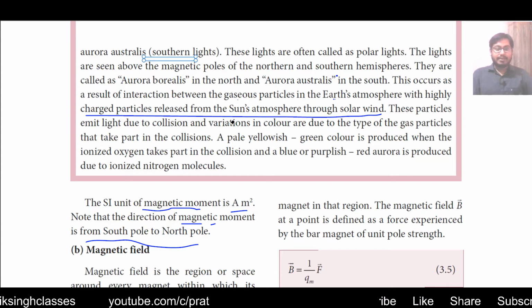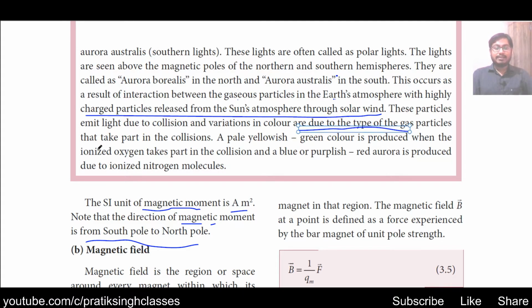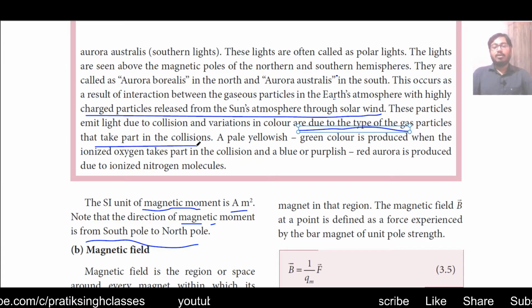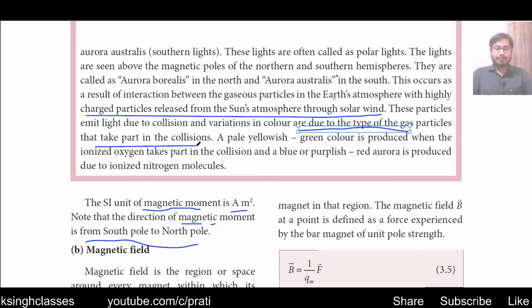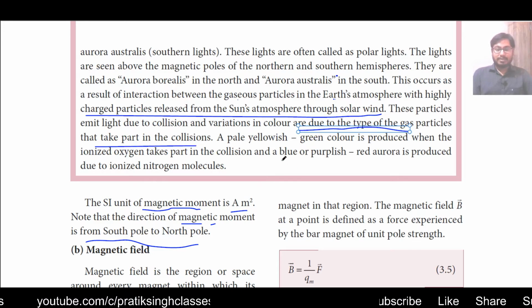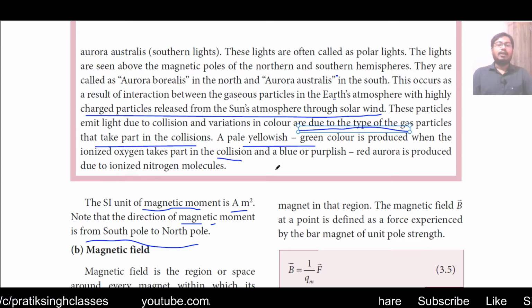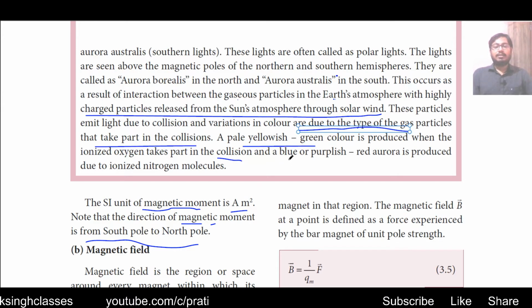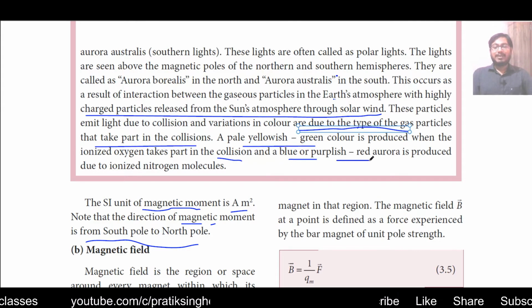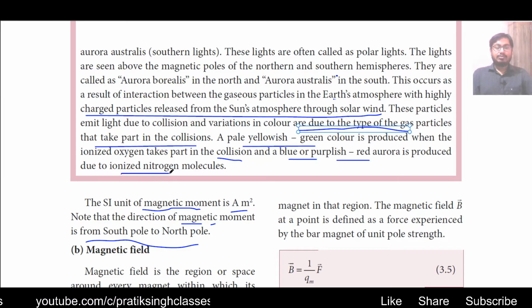These particles emit light due to collision, and variations in color are due to the type of gaseous particles that take part in the collisions. That means the color depends on what type of gaseous particles have come in contact with the Earth's atmosphere. As an example, pale yellowish green color is produced when ionized oxygen takes part in the collision, and bluish or purple reddish color comes when ionized nitrogen molecules come.